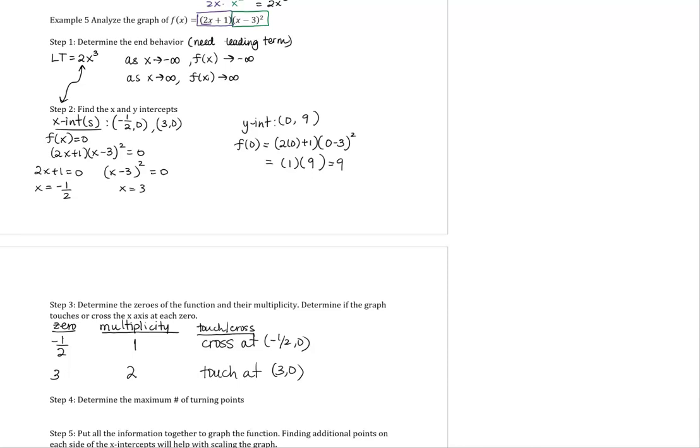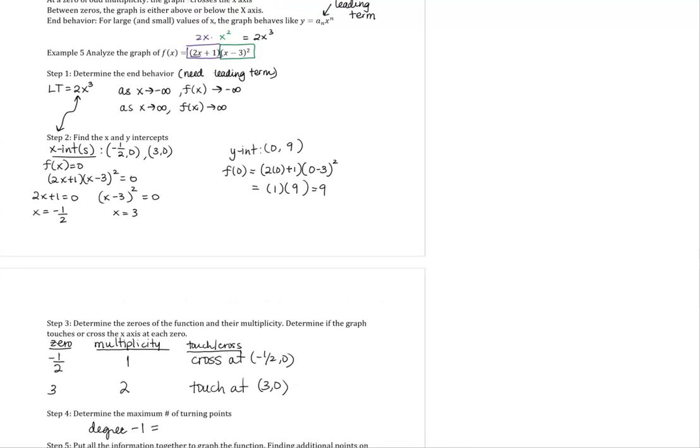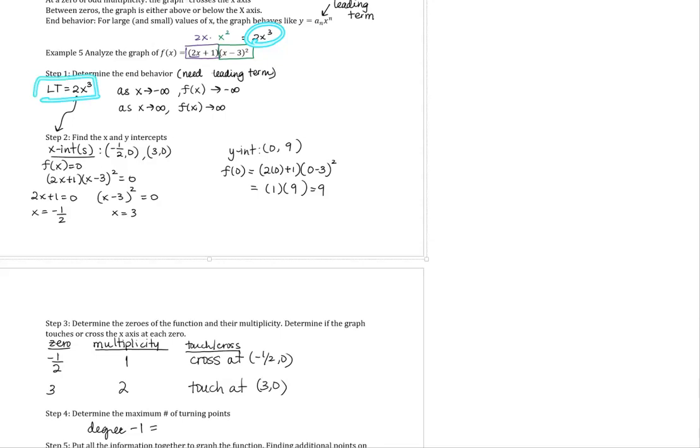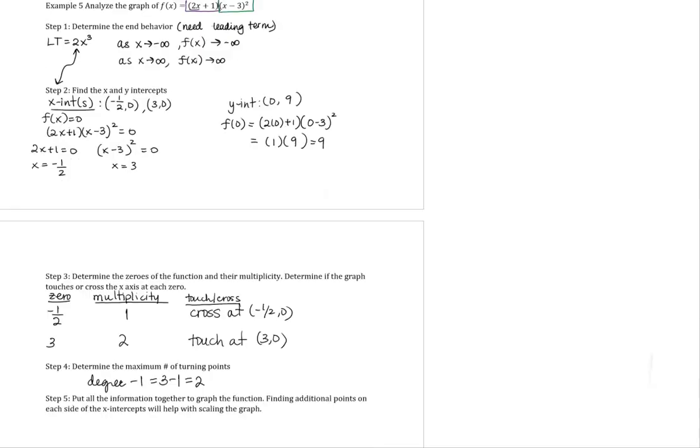Our second to last step, we want to determine the maximum number of turning points. That is always equal to the degree of the polynomial minus 1. In this case, the degree of the polynomial is 3. And we know the degree is 3 because, remember, we did determine what the leading term of this polynomial was, and we should be able to see the degree in the leading term. So 3 minus 1 gives us 2. So this graph can have no more than 2 turning points.